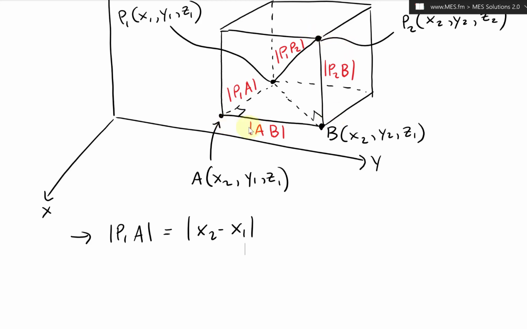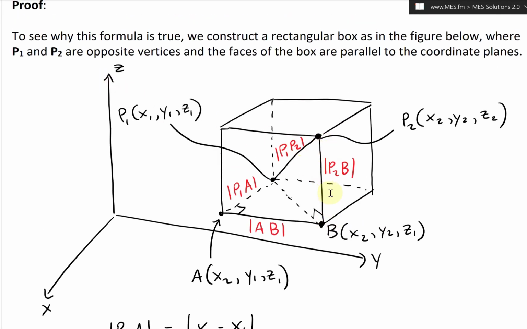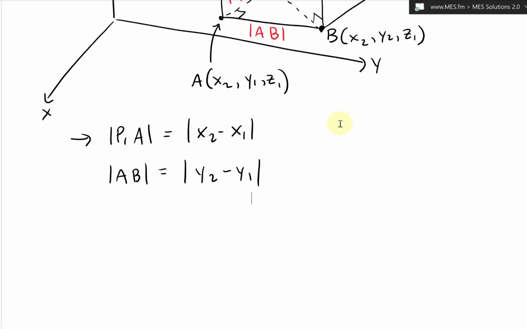Then this one right here, AB, is parallel to the y-axis, so this distance is just going to be the y's. The distance AB is equal to the absolute value of y2 minus y1. And the last one is this vertical component, which is parallel with the z-axis. That's just z2 minus z1, and that's our P2B. So P2B is equal to the absolute value of z2 minus z1.